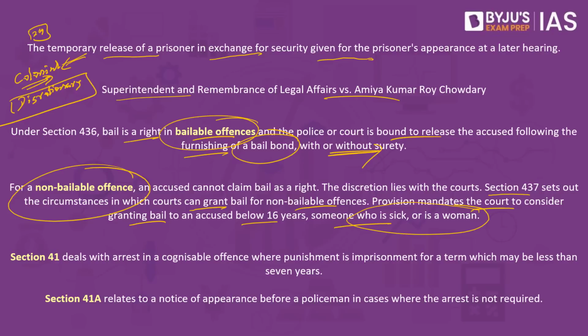And do note, when it comes to arrest, what exactly happens? We have another important section, section 41 of the CRPC, which deals with arrest in a cognizable offence where the punishment is imprisonment for a term which may be less than 7 years. So if a person has to be arrested, it will go according to the procedure of CRPC section 41, which speaks about cognizable offences. A cognizable offence is one where the police officers need not take permission from the magistrate, but can go ahead and arrest the person directly.